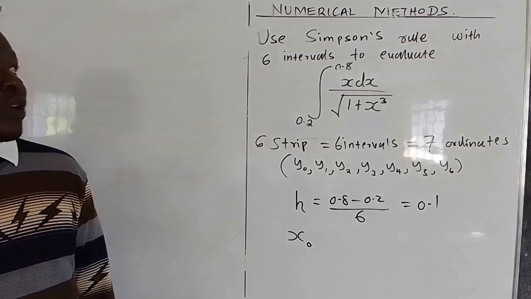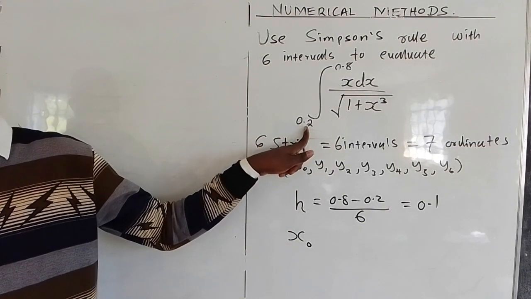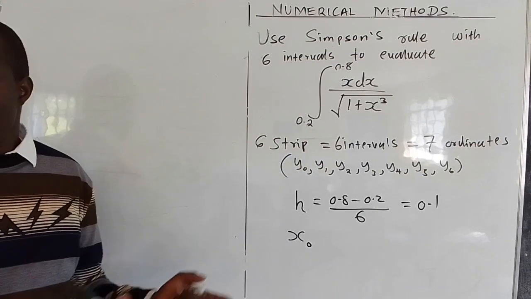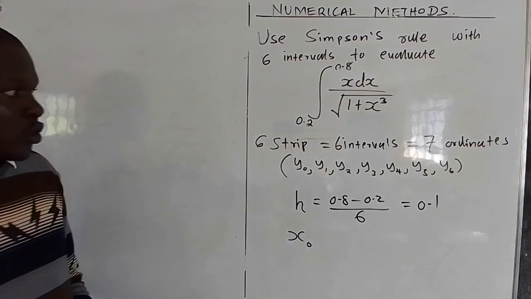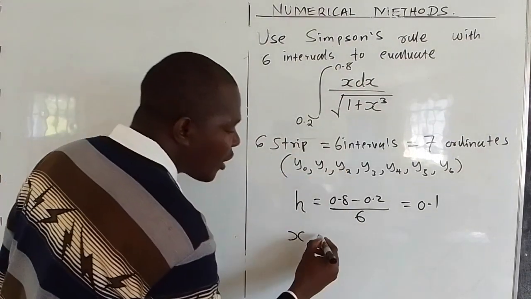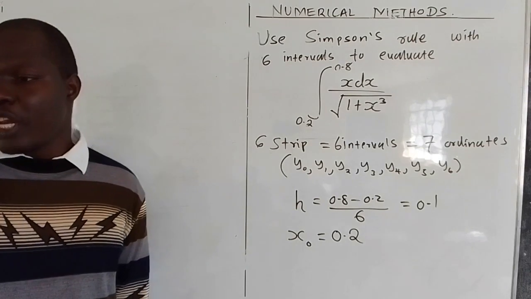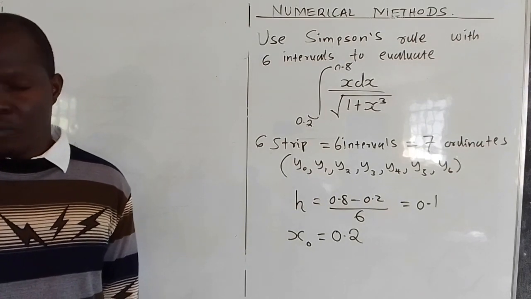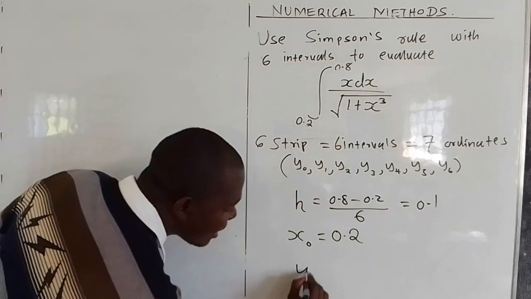After getting H, you get the starting point, X node, isn't it? So in Simpson's rule and trapezoidal rule, the starting point is exactly that point where it starts, isn't it? Only in the mid-ordinate rule is it in the middle of the first interval. So our starting point is 0.2. Very different from the mid-ordinate rule. Are we together?